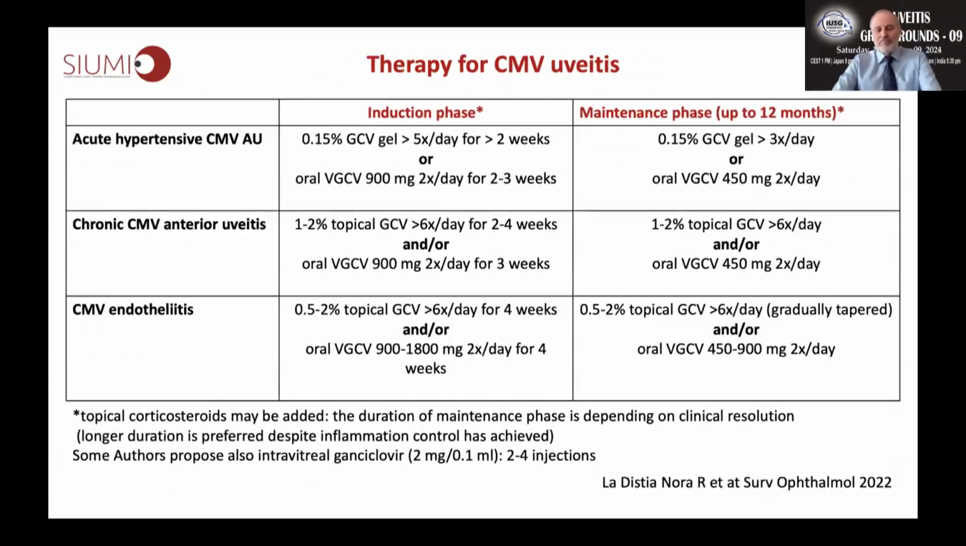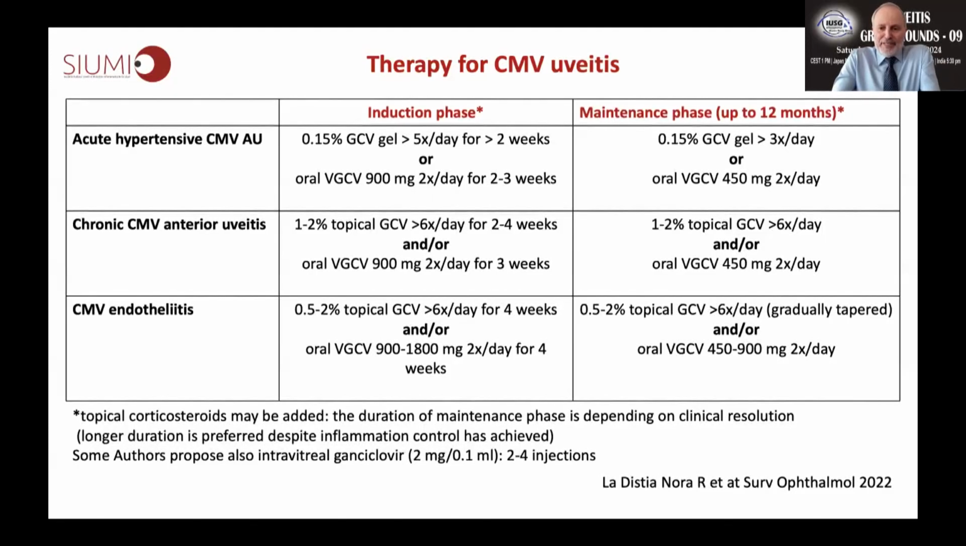There is a little difference in the therapy for CMV uveitis, as you can see in these slides, and you can have different approaches according to whether you are in the presence of an acute hypertensive uveitis, a chronic one, or a CMV endothelitis. You can use topical ganciclovir, either in gel or as eye drops, if you want to have a higher concentration of the drug. And this can also be used in combination with oral valganciclovir.